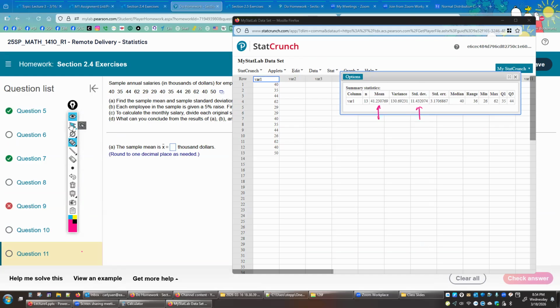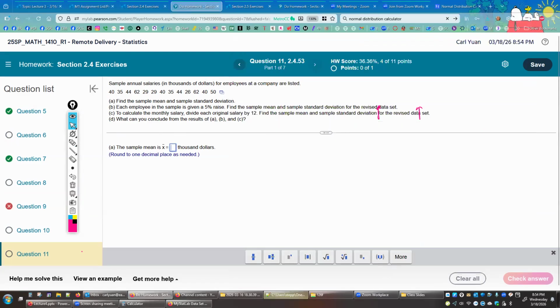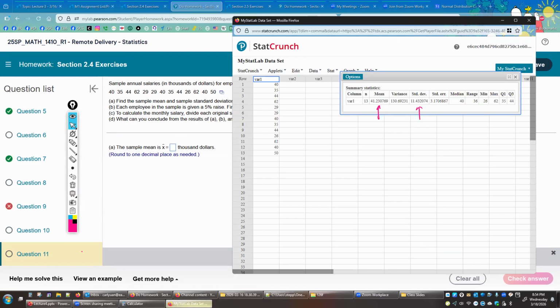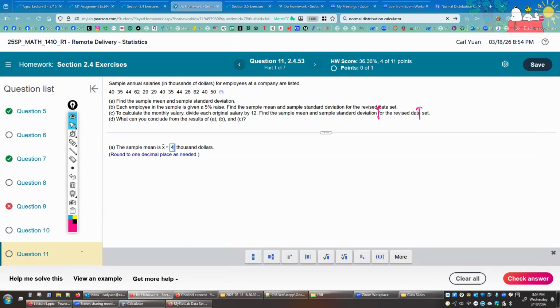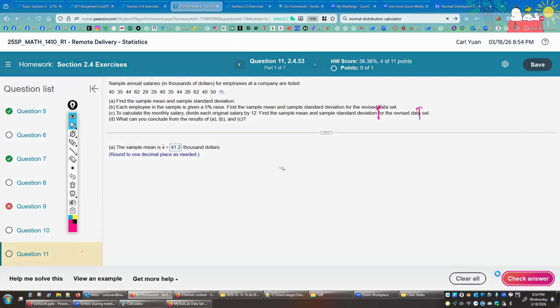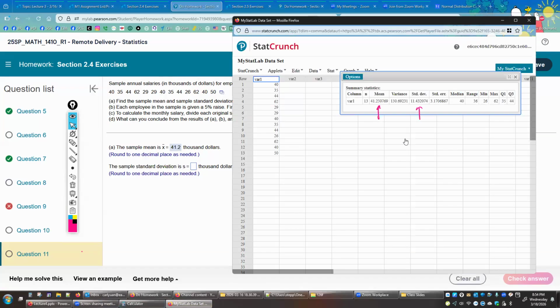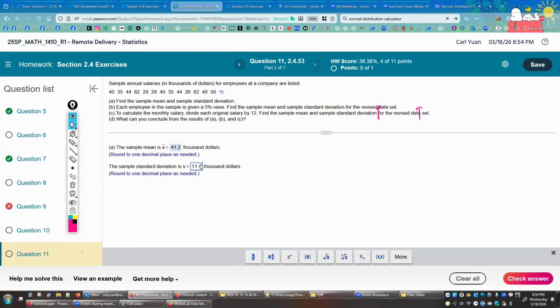Okay, so let's put that in. Sample mean is 41.2. They only want one decimal place, so 41.2. Sample standard deviation is going to be 11.4. They want one decimal place, so 11.4.